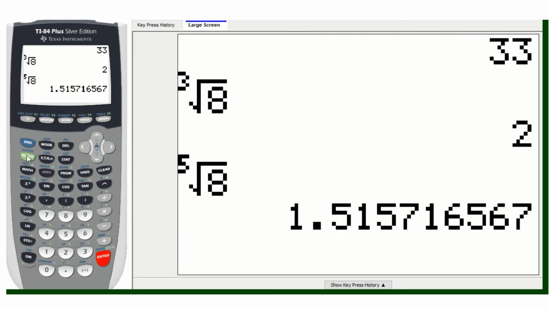This calculator doesn't have a specific giant pi button. So if you're looking for the pi button, it's over here by your exponent button. It's in little tiny blue. So we've got to push the second button and then the caret to find the pi button.